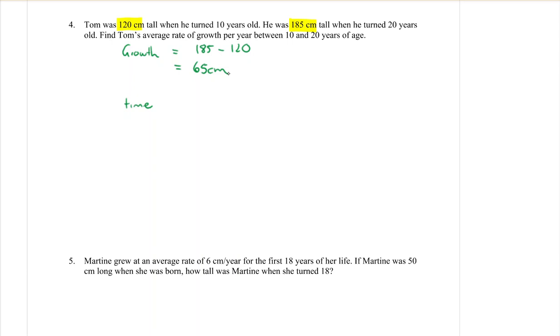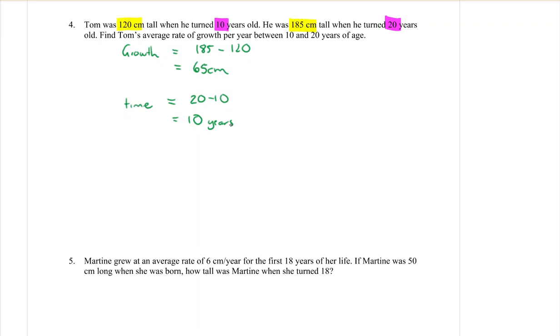You have to do the working, yeah? Okay. Now, time. We started measuring when he was 10 years old, and the second measurement was at 20 years old. So that's a pretty easy calculation, I hope. That's 20 take away 10. That is 10 years. I probably should write years on there. 10 years that it took him to grow that 65 centimetres.